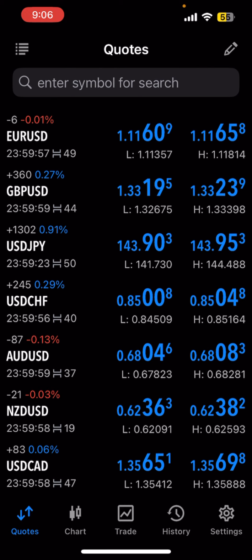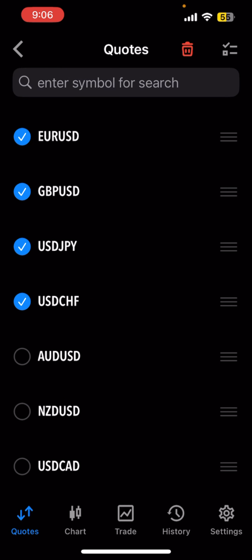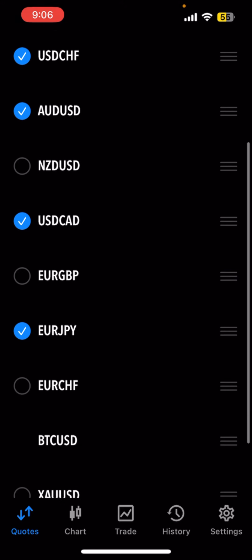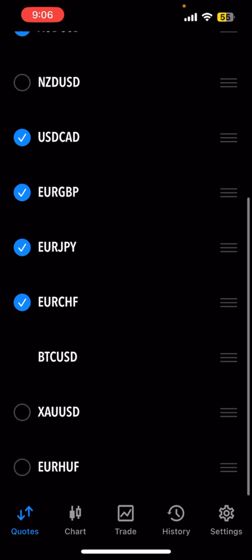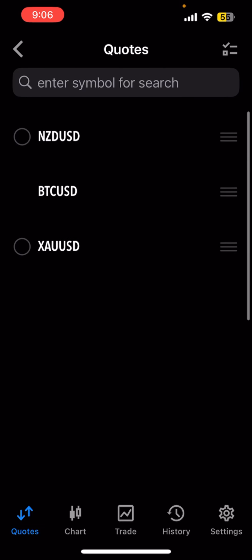I usually only trade a few pairs, or one pair essentially, which is gold. So I can come now and just remove all these pairs here, and I would just have the ones that I use that I trade with.